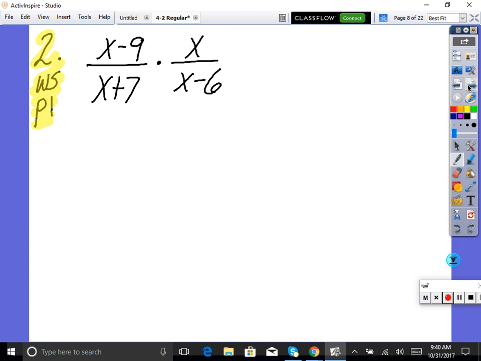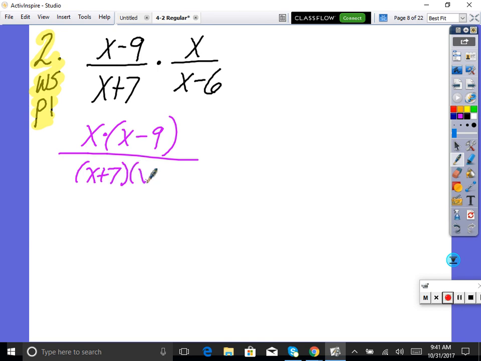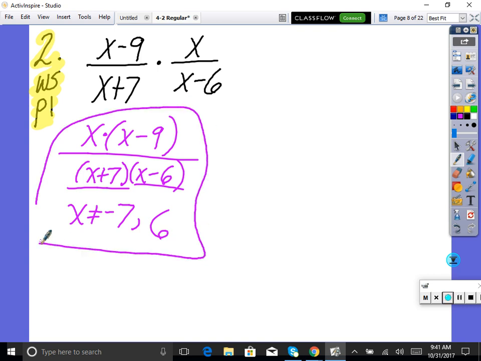Number 2. When multiplying fractions, don't we multiply straight across? Should I actually multiply it out together? Should I? No. Okay, let's rewrite it. So we have x times x minus 9 on top. And on bottom, we have x plus 7 times x minus 6. Let's restrict. X cannot be negative 7 or 6. Divide out exact factors. Anything to divide out here? Nope. There's our answer then.